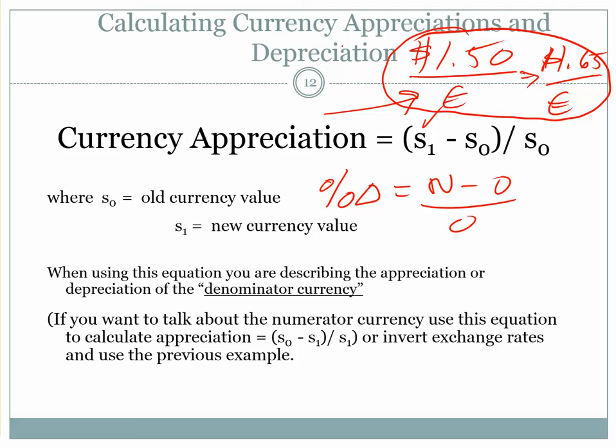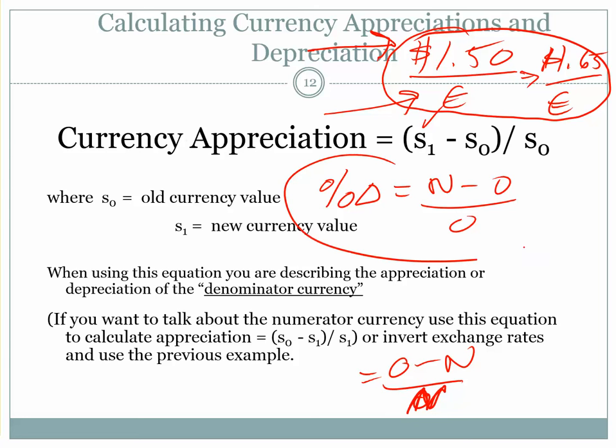If I want to get the appreciation of the dollar, I'm going to have to convert these exchange rates and make them the euro price of $1. So I can invert both of them. Take, say, 1 over the new value minus 1 over the old value, over 1 over the old value. Therefore, it's the euro price of $1, and do a percent change. Now, it just so happens that mathematically, that's the same thing as taking the old minus the new over the new exchange rate.